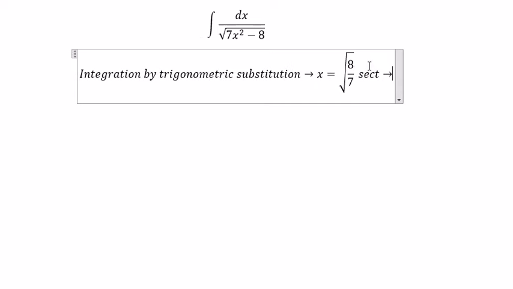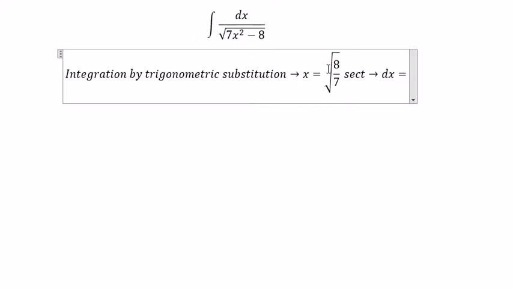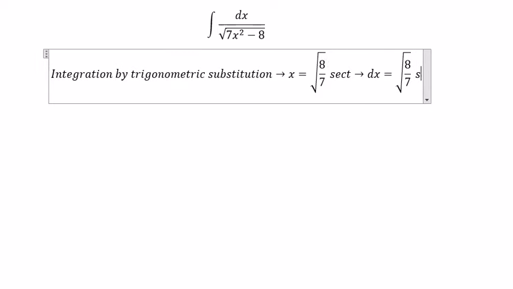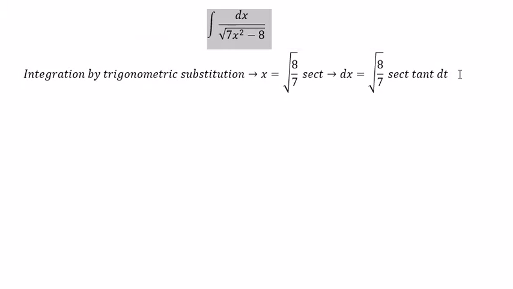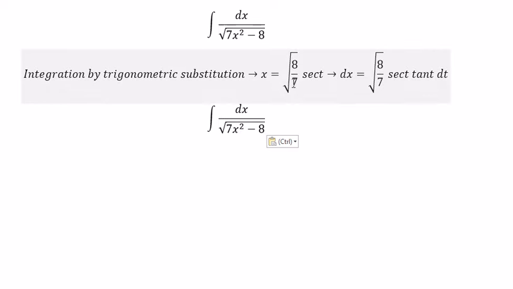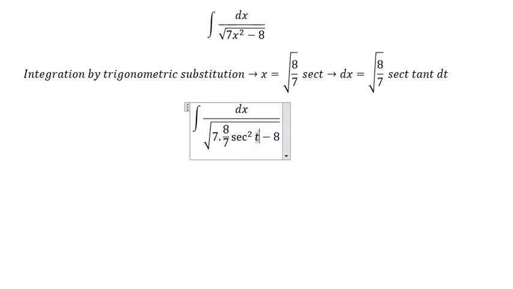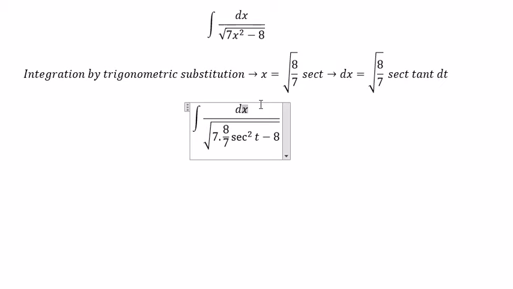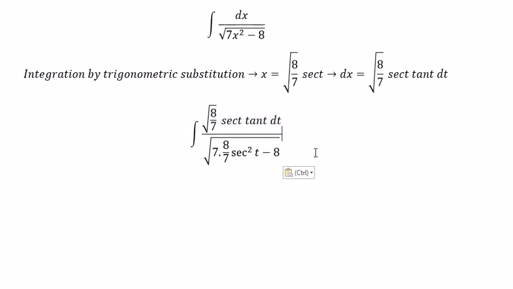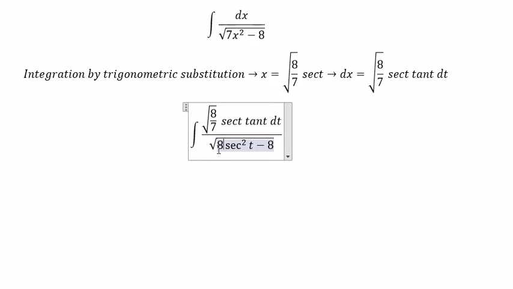of t. dx equal to this one multiplied with secant of t tan t dt. So we put this one in here, and now you will get 8 over 7 secant t squared. dx we change for this one. This one we got 8, and now we put the square root of 8 outside.